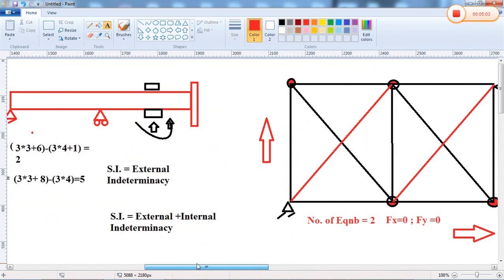So in beams, the static indeterminacy is equal to external indeterminacy, while in trusses and frames, static indeterminacy is external plus internal indeterminacy.